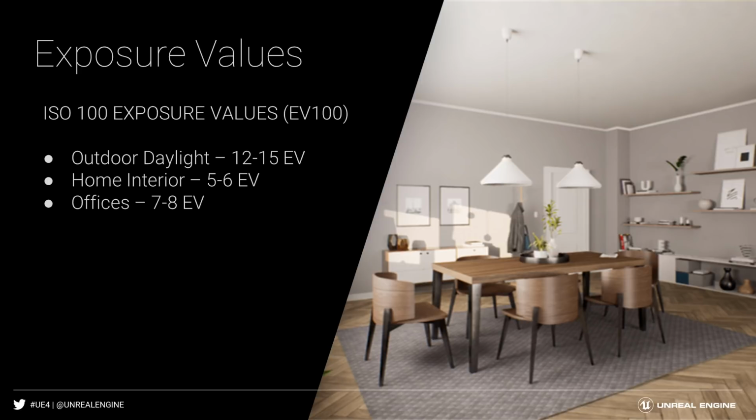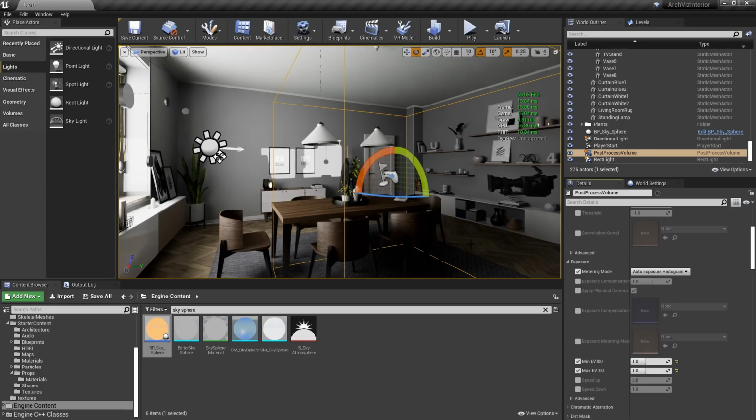And so, first of all, we have outdoor or daylight. Those values are anywhere from 12 to 15 EV. And then we have home interior. That's what we're going to be using here, somewhere between 5 and 6 EV. And finally, if you were doing something like a large window office area, you could have something from 7 to 8 EV usually for your exposure value. So in this case, we'll set our min EV and max EV both to about a value of 5.